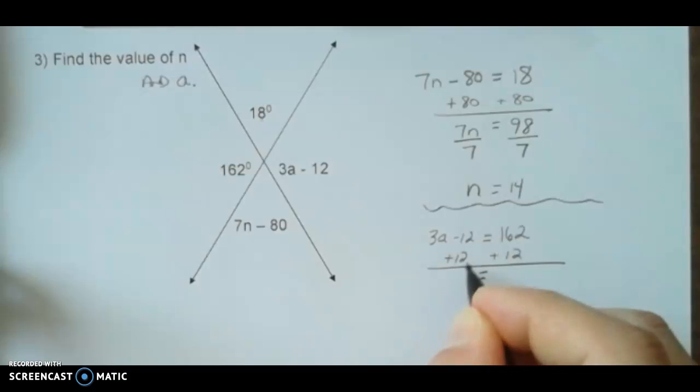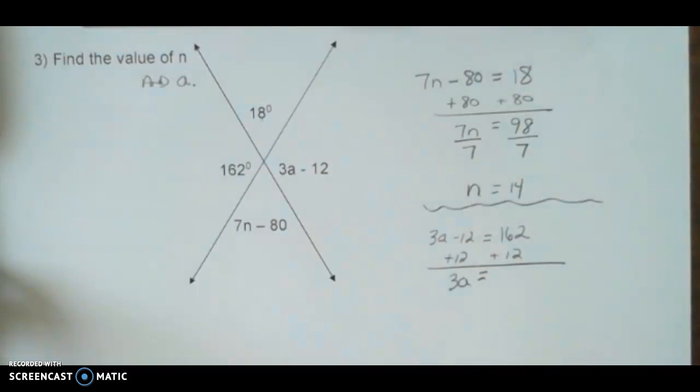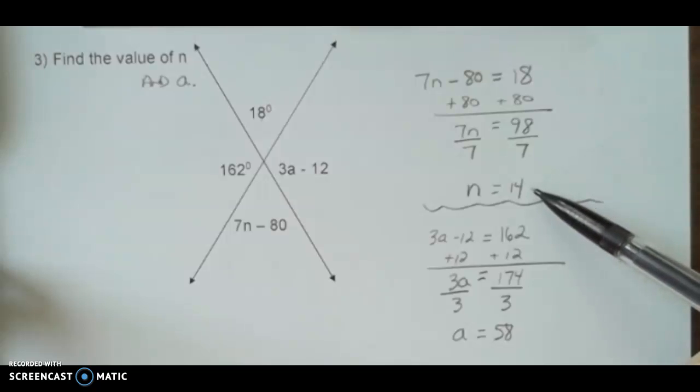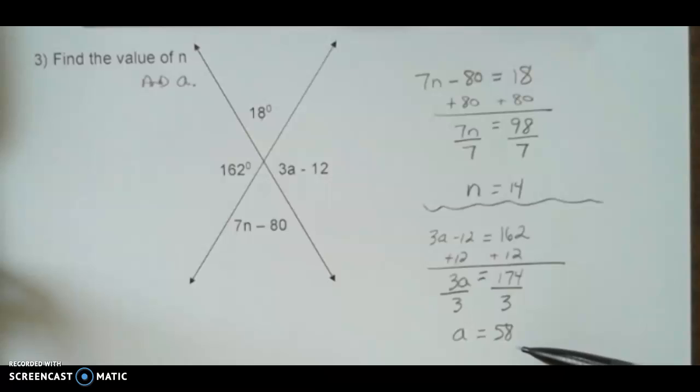On the left, negative 12 plus 12 is 0, leaving us with 3a. On the right, 162 plus 12 is 174. Now we need to divide each side by 3 so that we can get 1a. 3a divided by 3 is 1a, and 174 divided by 3 is 58. So by using vertical angles and the fact that vertical angles are congruent to each other, I was able to figure out that n equals 14 and a equals 58.